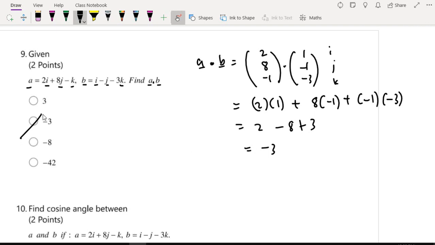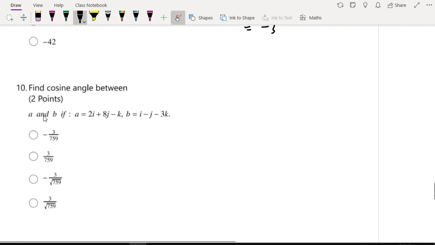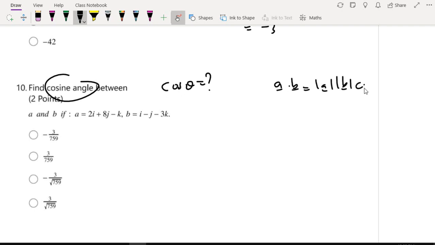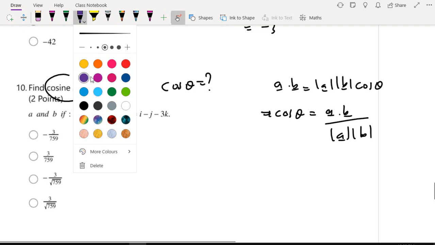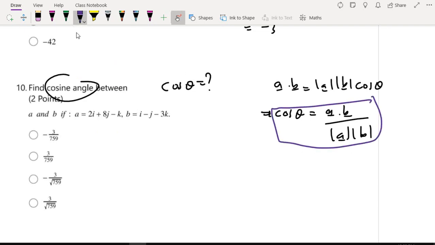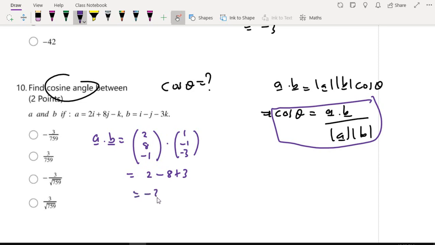Okay, settle for number 9. Find the cosine of the angle between. So find cos theta equal to something. Okay, according to the formula, A dot B equals modulus A times modulus B times cos theta. So cos theta equals A dot B over modulus A times modulus B. Or you also can remember this formula. So we want to find A dot B. Change to matrix form: 2, 8, negative 1 dot 1, negative 1, negative 3. And then 2 minus 8 plus 3. Multiply every component, and the answer is negative 3.